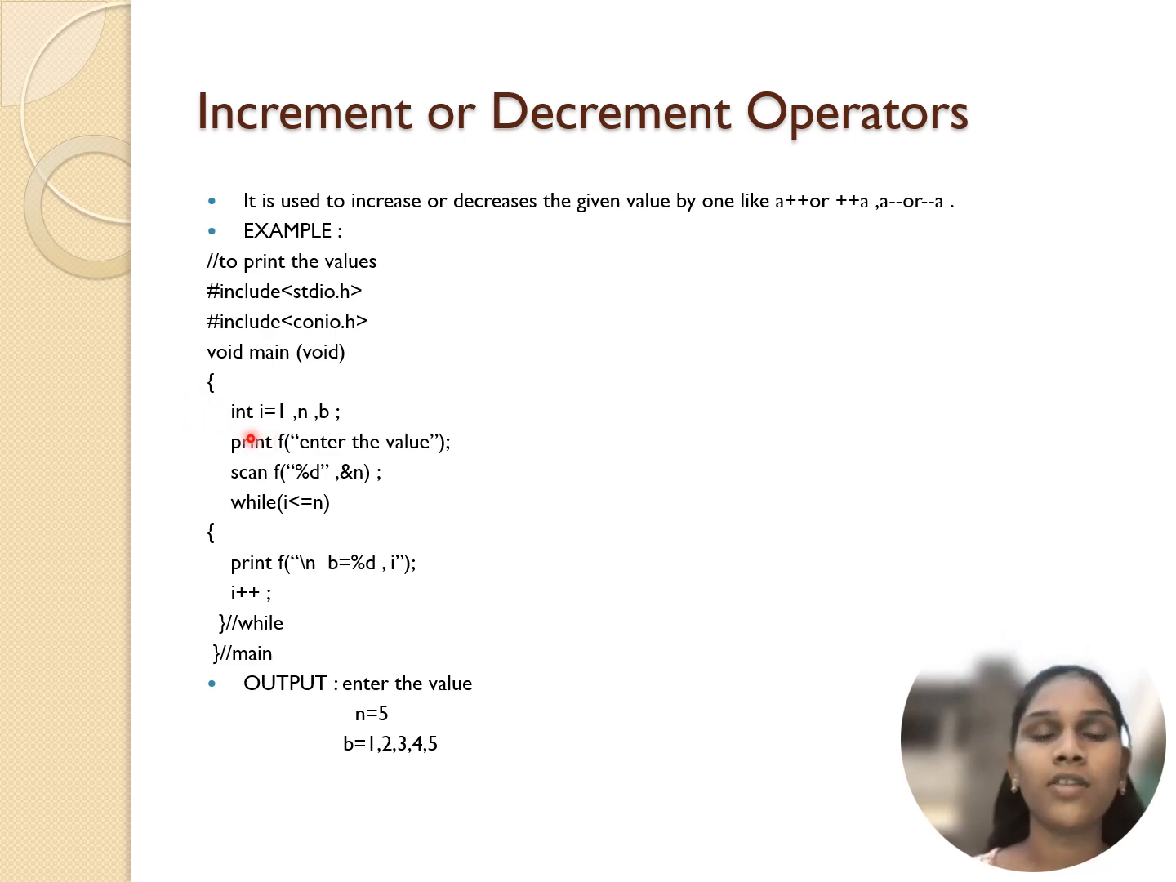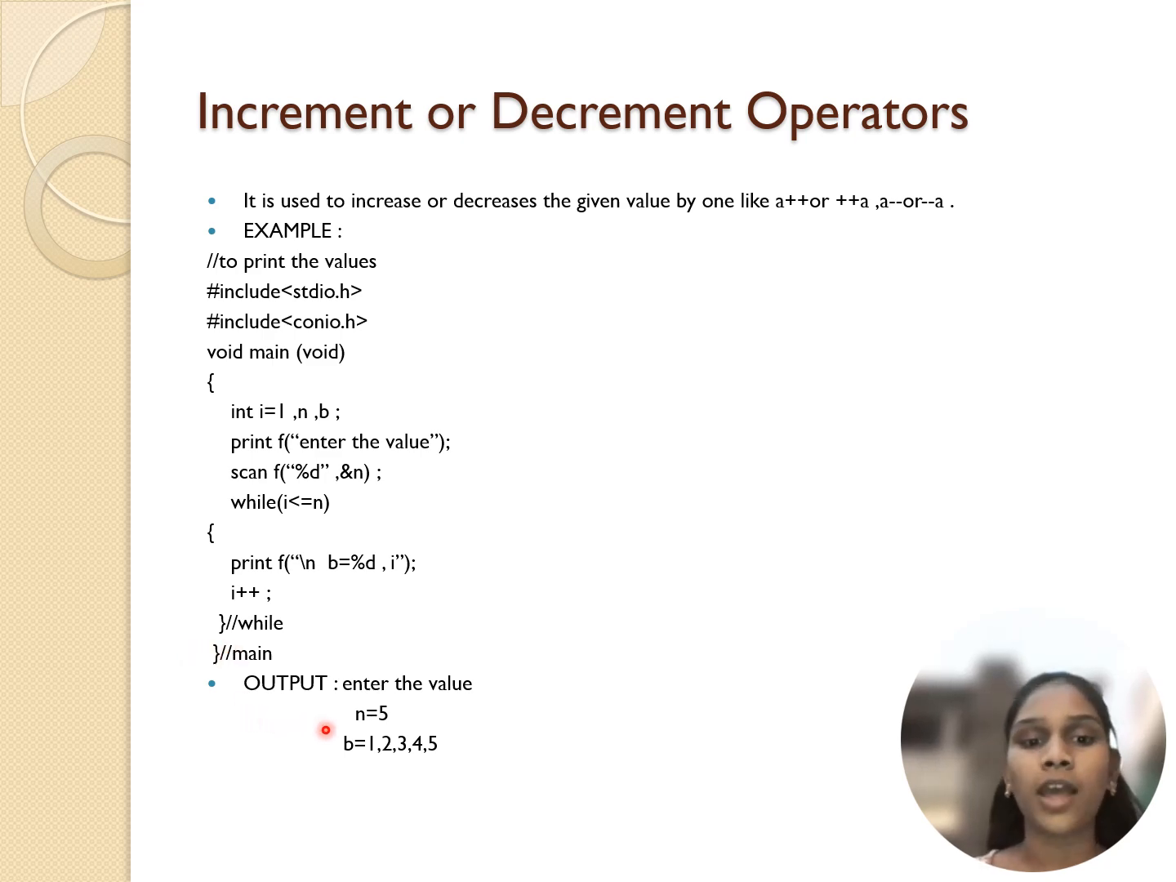First we should initialize three variables: i = 1, and n, b. First we should enter the value of n, and the scanf will read the value of n. Here the while loop starts. The condition will be i less than or equal to n. In the while loop, the statement will be printf b = %d, where %d is i. And next we should increment the i value. And the while loop closes here and the main section closes here.